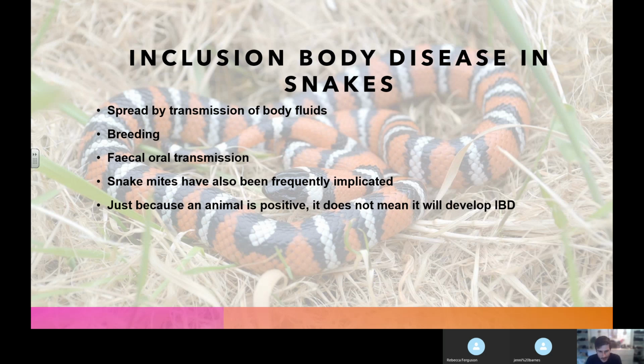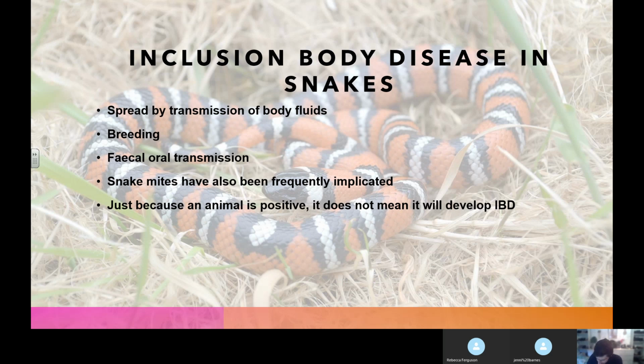And one of the really common ways that this is transmitted is via snake mites. You've got to bear in mind that if you bring mites into your collection, it's been shown that mites can colonize an entire snake room within 48 hours. So they are a very efficient way. Obviously, they're biting the snakes, they're consuming blood, and that's a very efficient way for bodily fluids to be spread around any collection. So take snake mites seriously.